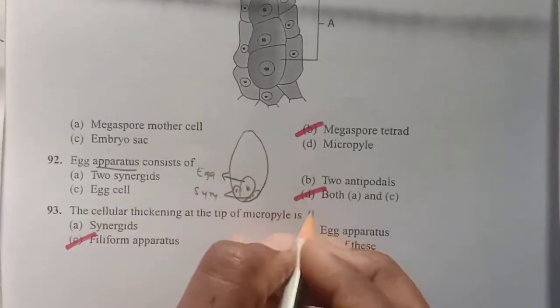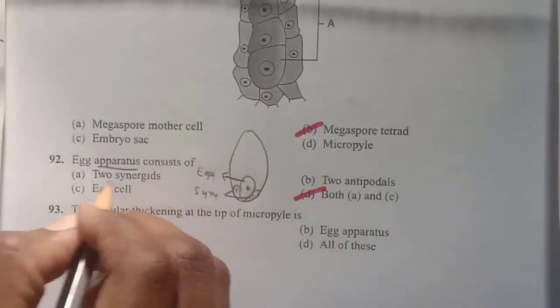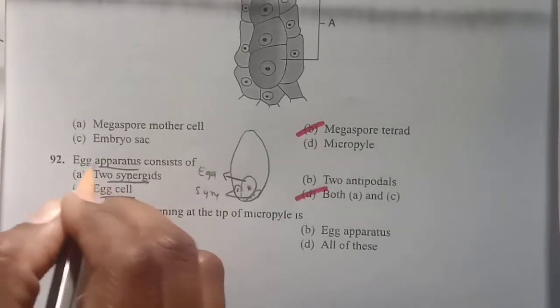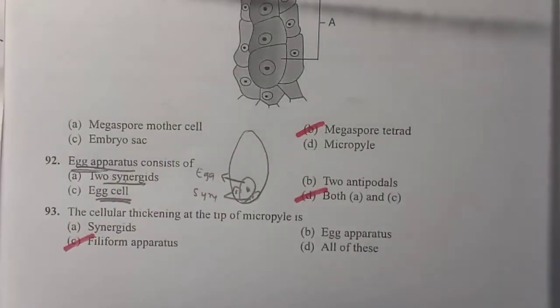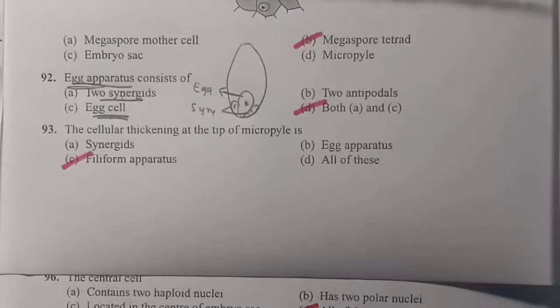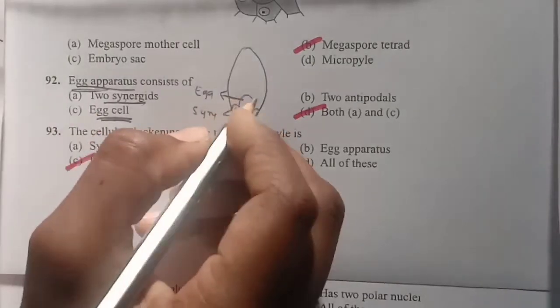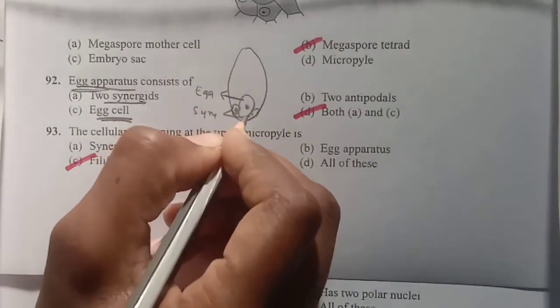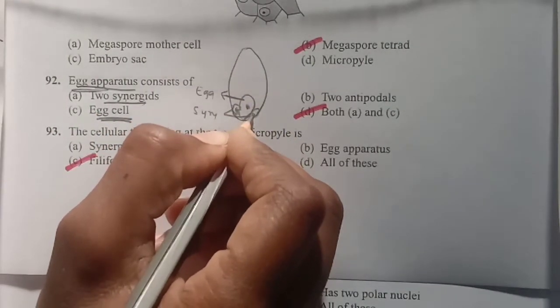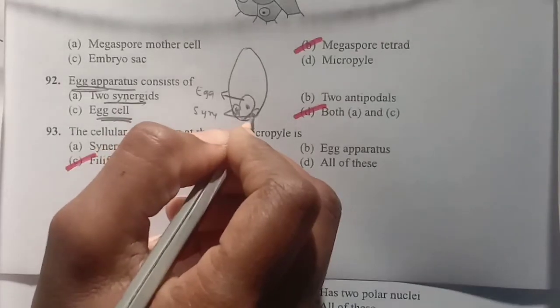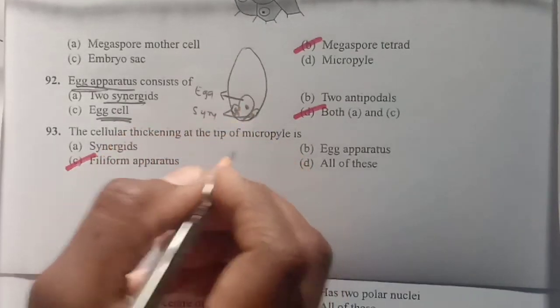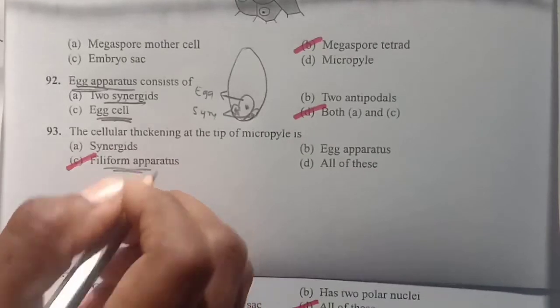So the correct answer is both A and C. 2 synergids and 1 egg cell together are called the egg apparatus. And next question, the cellular thickenings at the tip of micropyle are? In these synergids, there are some finger-like projections or cellular thickenings which guide the pollen tube to enter into the embryo sac. They are called the filiform apparatus.